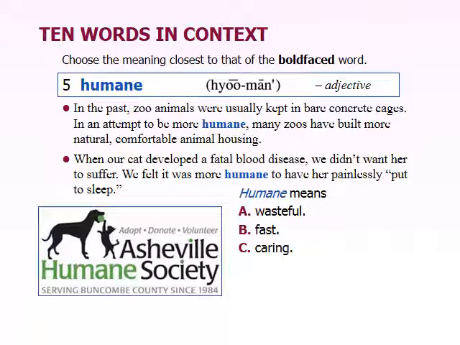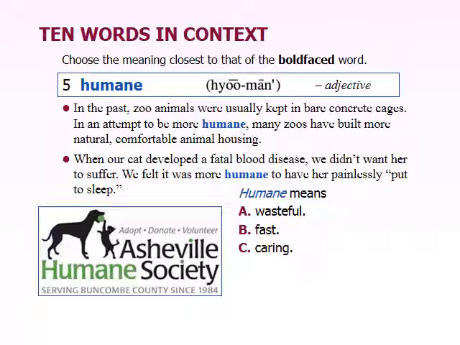Our next word here is humane. Now this one is an adjective, and what students often get confused with is that this word looks like the word human, meaning a person, but it isn't. It's a different word and it's a different pronunciation. It's pronounced humane.